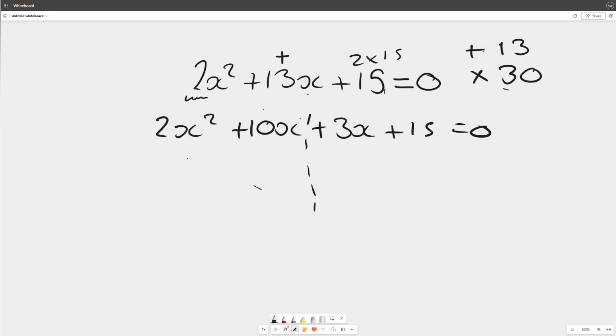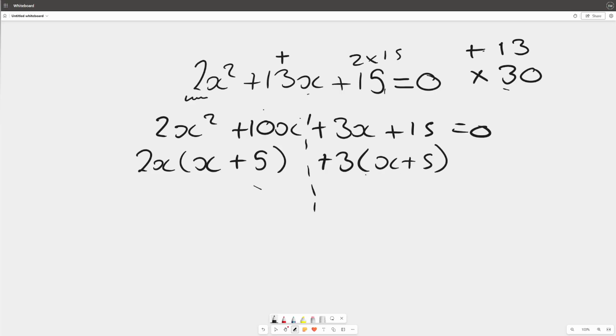And then going to split this down the middle and pull in 2x out of both of these terms to have x plus 5. I can then pull a 3 out of both of these terms, x plus 5, and then I will factorise the x plus 5 out of here. So if I pull the x plus 5 out of here, then I'm left with a 2x and a positive 3. So this expression factorises into x plus 5 times by 2x plus 3, and this is again equal to 0.